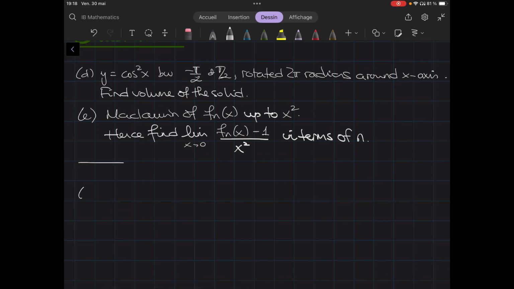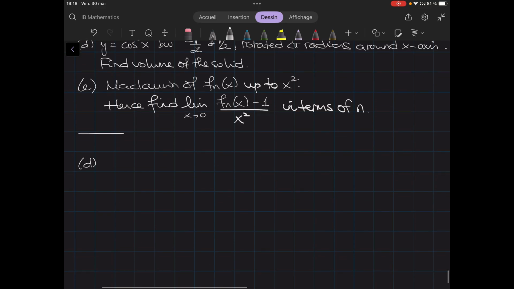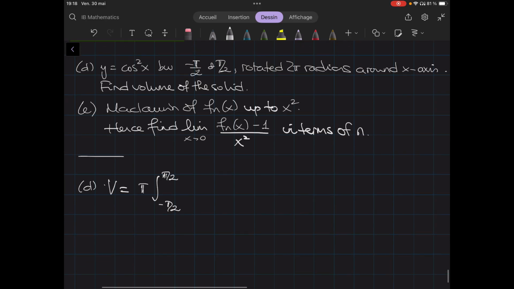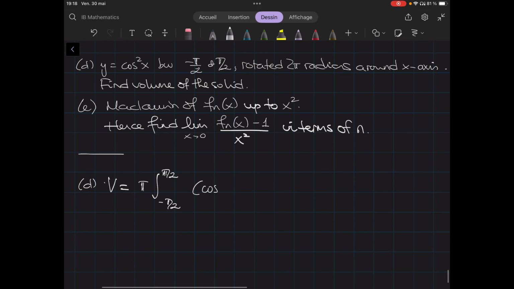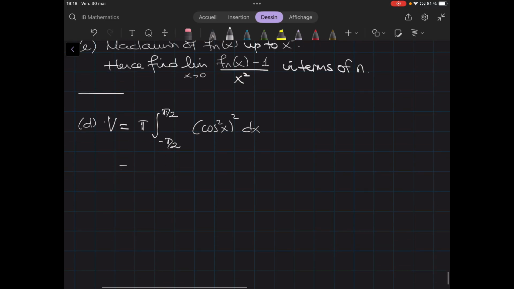Part D. Find the volume of the solid formed by the region R rotated 2 pi radians around the x-axis. So the volume is going to be pi times the integral from a lower bound to the upper bound of the function squared. In other words, this integral.